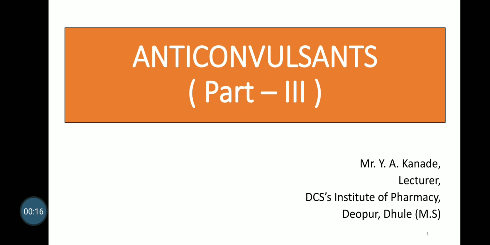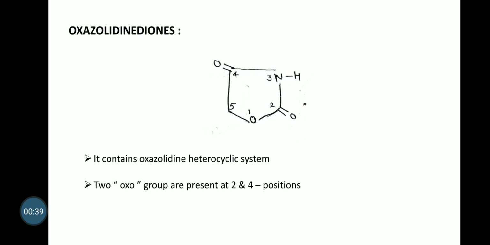In the previous lecture, we studied the definition of epilepsy, the different drugs used in its treatment, their classification, and the first class, that was the Hydantoins. In today's lecture, we will study the remaining drugs used in the treatment of epilepsy. In that, the first class is oxazolidinediones.